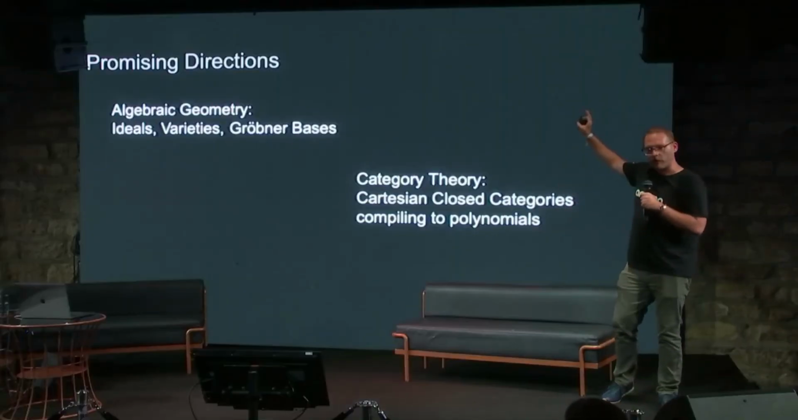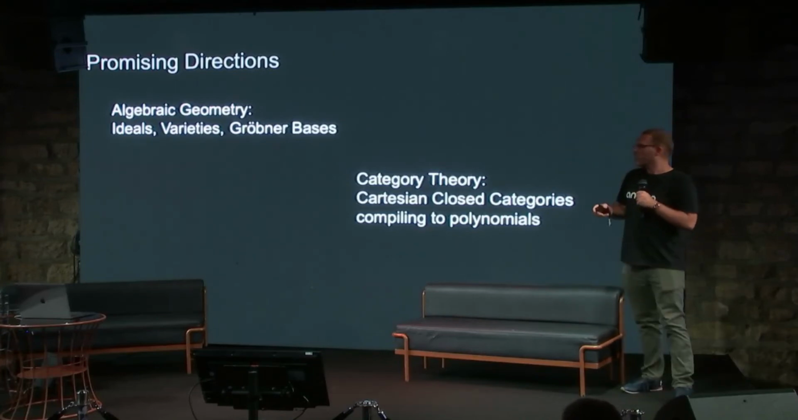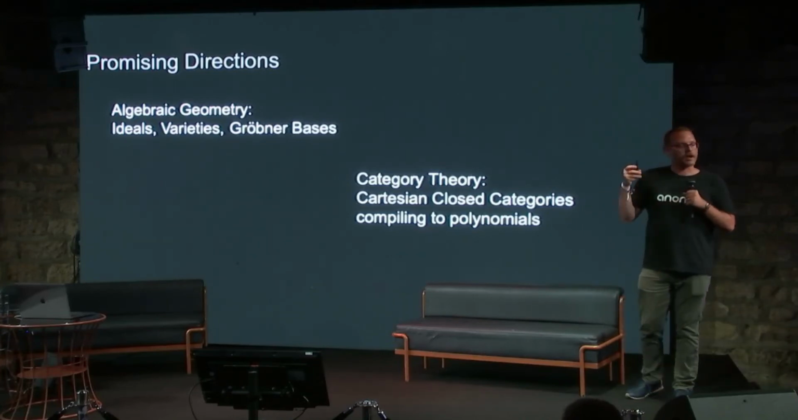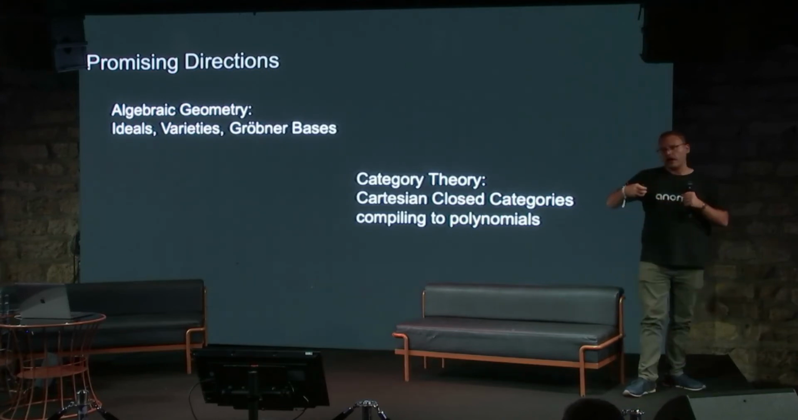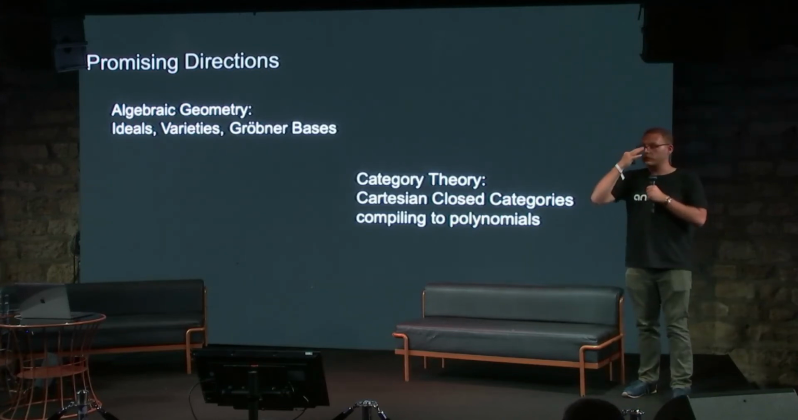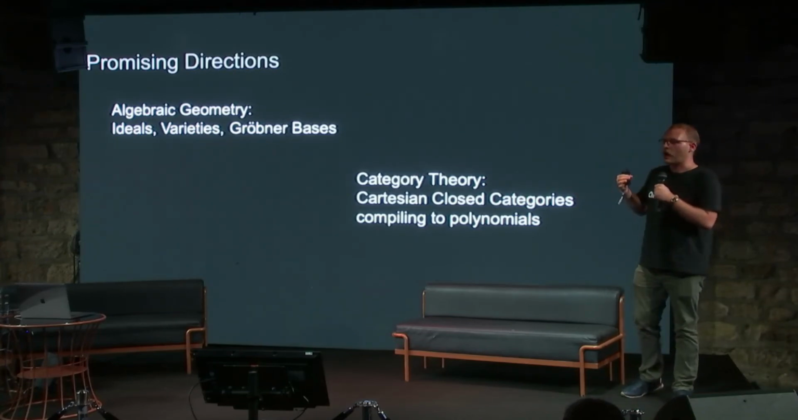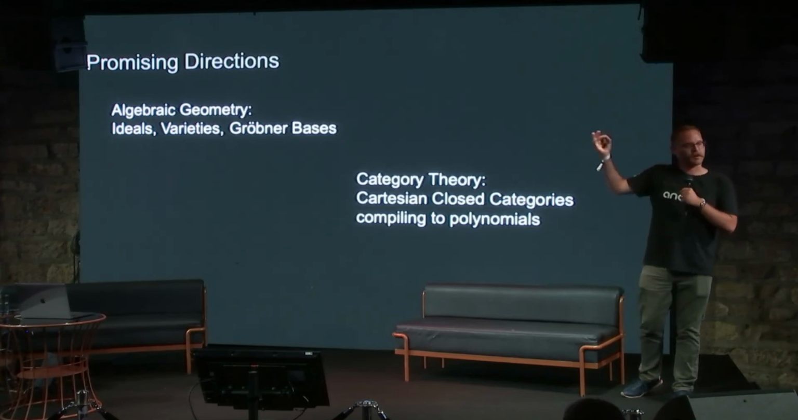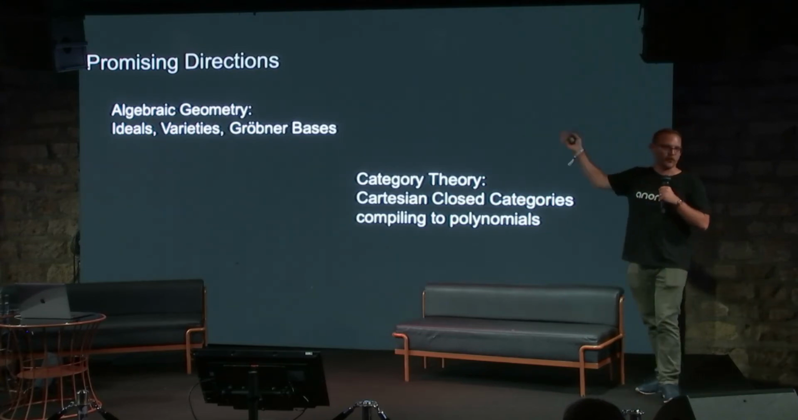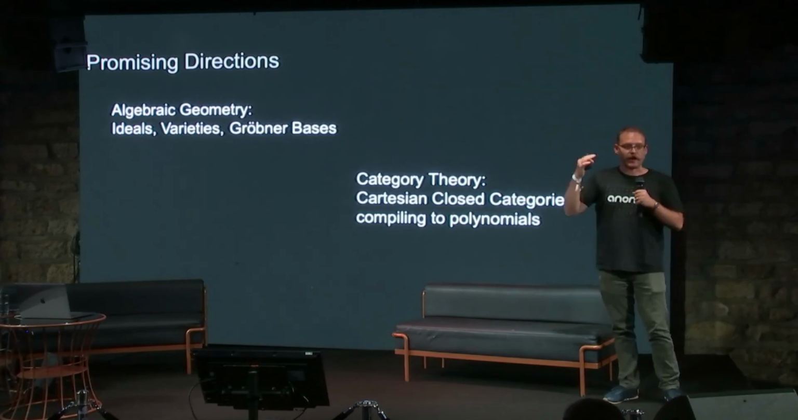We have some promising directions with Vamp-IR, and a couple of them I forgot to put on this slide. One is using algebraic geometry. Since a circuit also defines like a system of polynomial equations, you can use tools from algebraic geometry, ideals, varieties, and Gröbner bases to analyze circuits to some extent. We've had some success and some failures with algebraic geometry, but it's really interesting stuff.